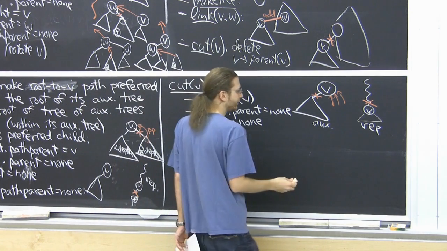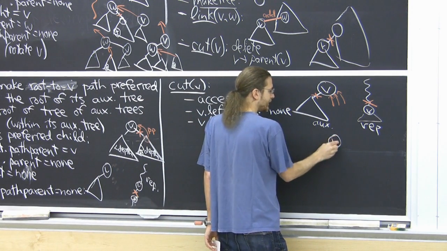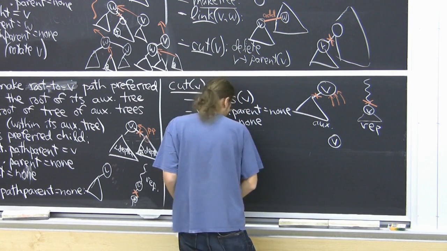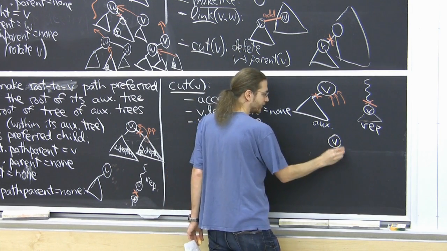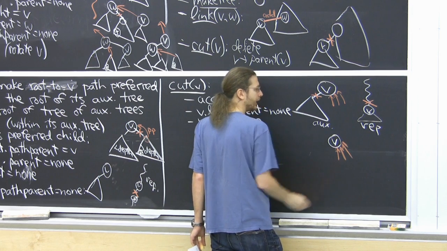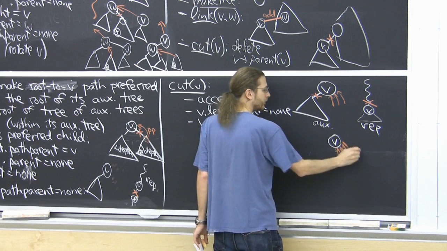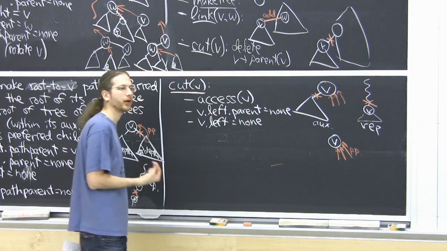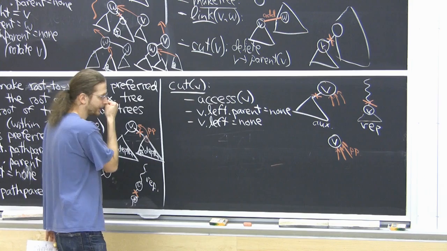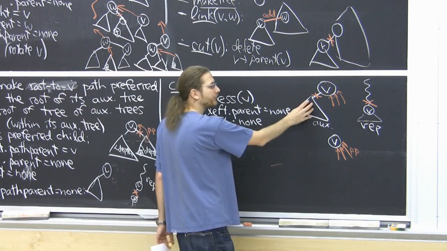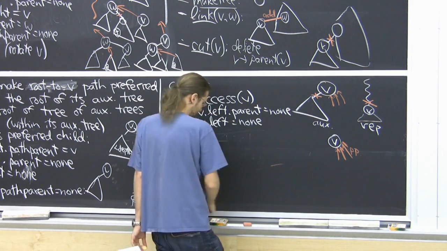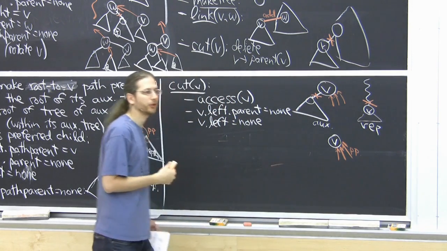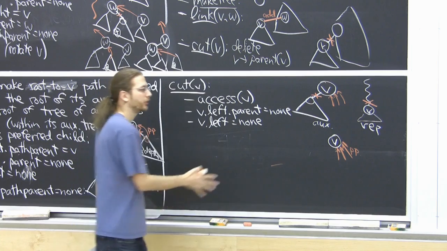What we'll be left with is v all by itself. It has no left child, no right child. It still has some things that link into it via path parent pointers, but v is alone in its auxiliary tree after you do a cut. This thing will now live in a separate world. In particular, this node becomes the new root of the tree of auxiliary trees for this tree.